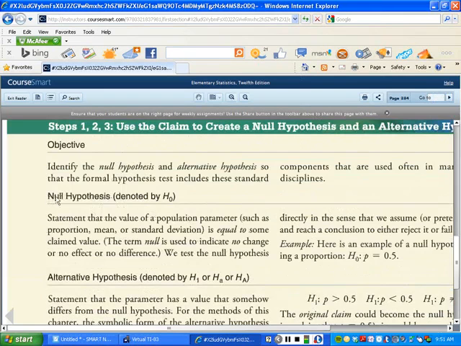Null hypothesis. Page 384, null hypothesis. Page 384, alternative hypothesis.